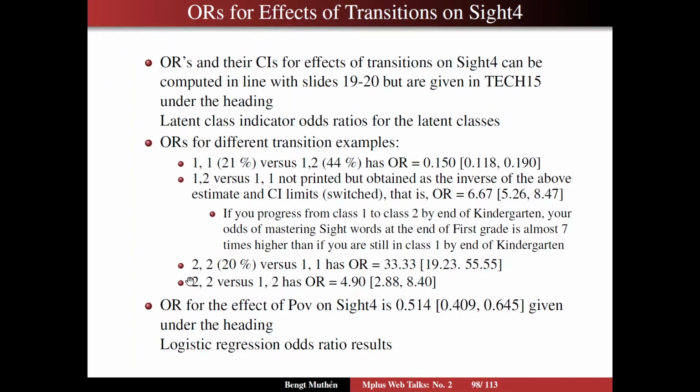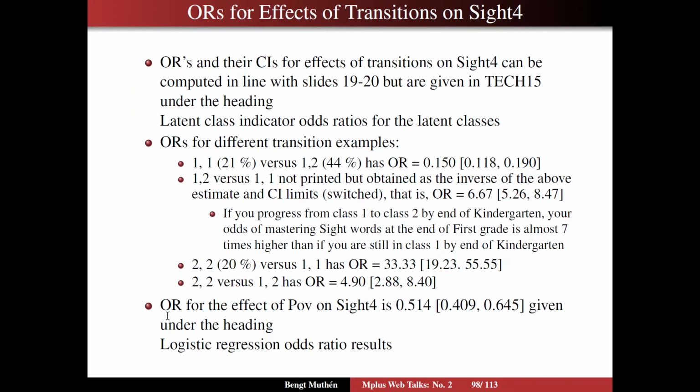Now then you can ask also, what about that transition path that is staying in class 2 through kindergarten versus moving up to class 2? Well, that's an odds ratio of 4.9, significant. So it's better to have started in class 2 than just having ended in class 2. So that's kind of interesting, and it tells you a little bit of the story of transitions.